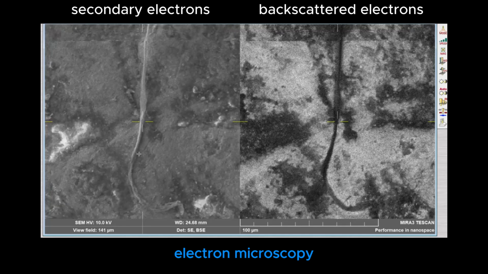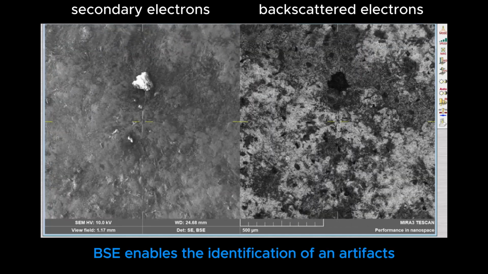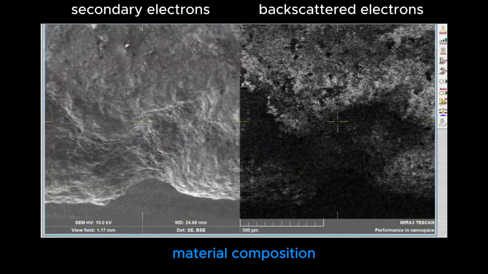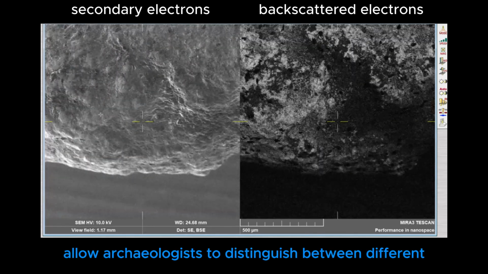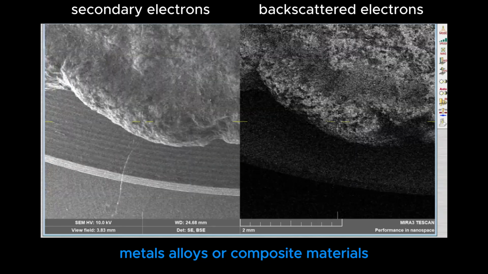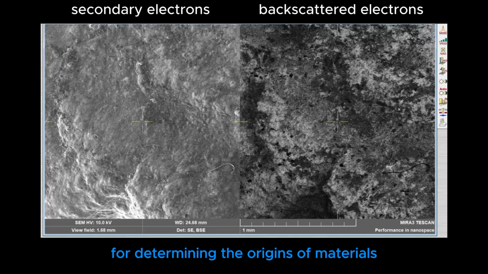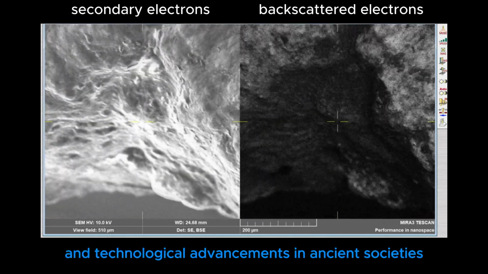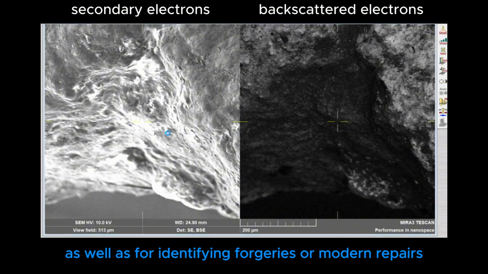Electron microscopy, especially when combined with detectors like backscattered electrons, BSE, enables the identification of an artifact's material composition. Variations in atomic number contrast allow archaeologists to distinguish between different metals, alloys, or composite materials. This information is invaluable for determining the origins of materials, trade routes, and technological advancements in ancient societies, as well as for identifying forgeries or modern repairs.